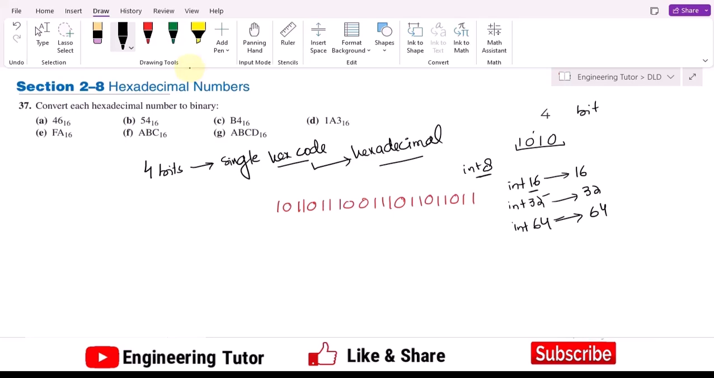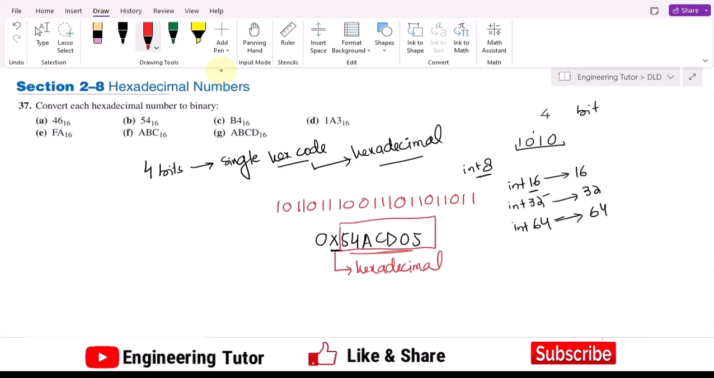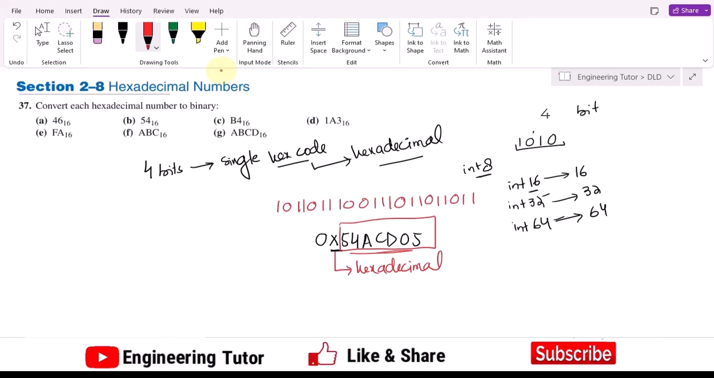In computer systems you would usually have seen that many codes are written like 0x54ACD05. So what does this x mean? This x basically represents a hexadecimal number, and this is the hexadecimal code. It is the hexadecimal equivalent of any number which the computer has to show us. So that is the underlying concept of why hexadecimal numbers are used in computer systems and computer engineering.